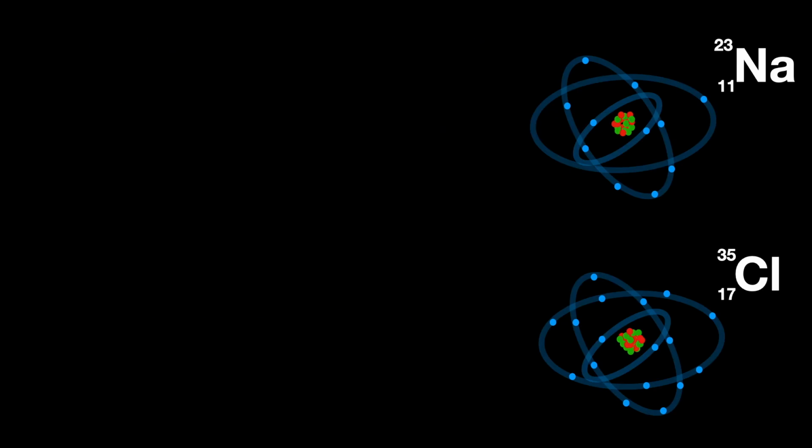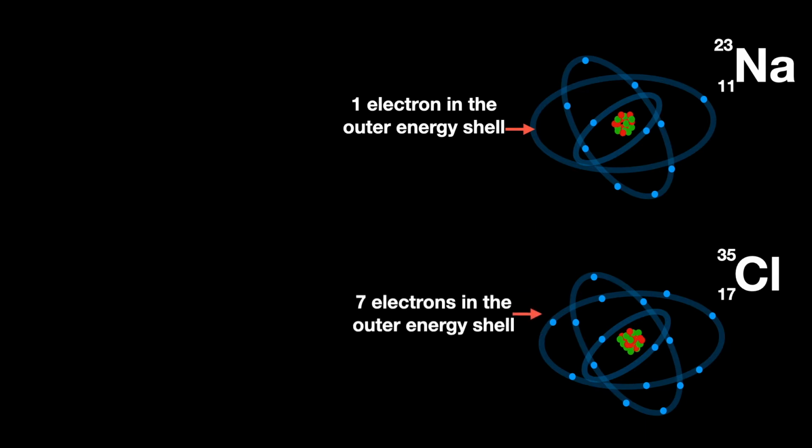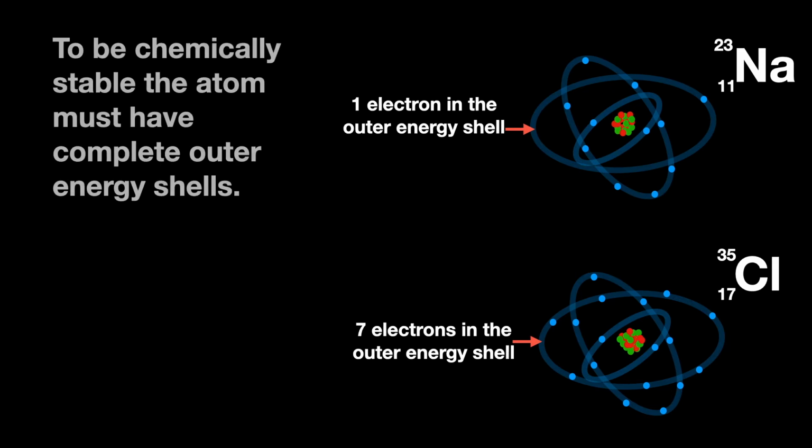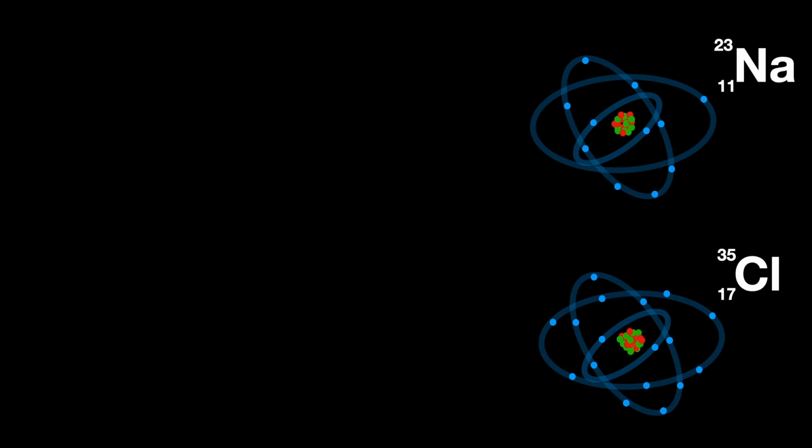On the right are diagrams of a sodium atom and a chlorine atom. Sodium has 1 electron in its outer energy shell and chlorine has 7. To achieve stability, an atom should have a complete outer energy shell. That's 8 in each case here. When these two react together to form sodium chloride, they can both achieve a complete energy shell when 1 electron swaps from the sodium to the chlorine.